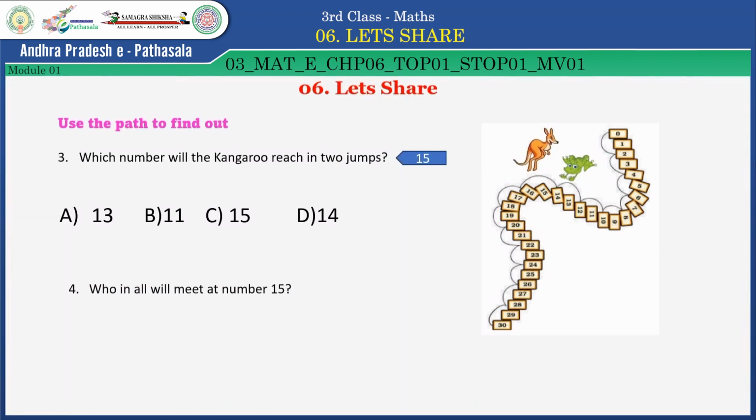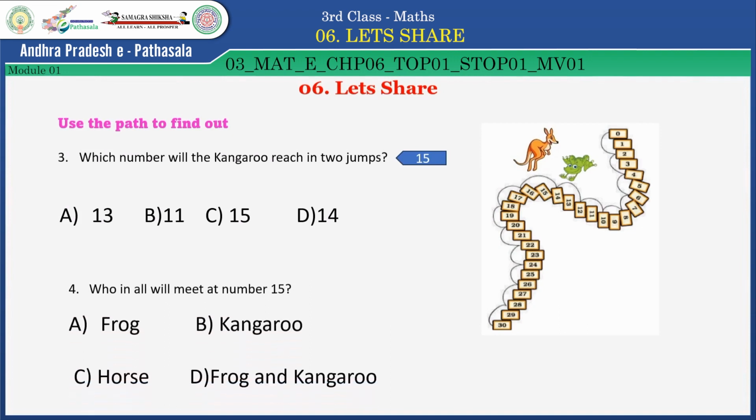And the fourth question is, who will meet at number 15? A frog, B kangaroo, C horse, D frog and kangaroo. The answer is frog and kangaroo.